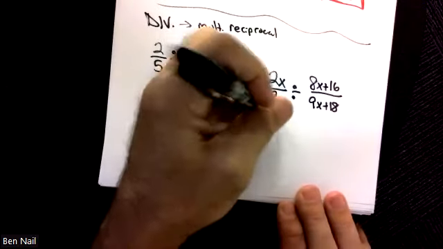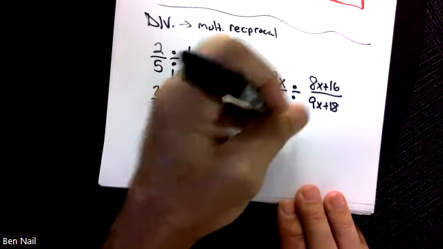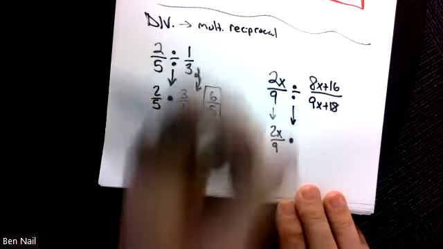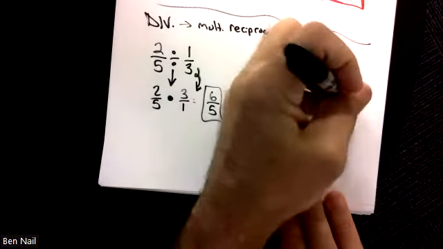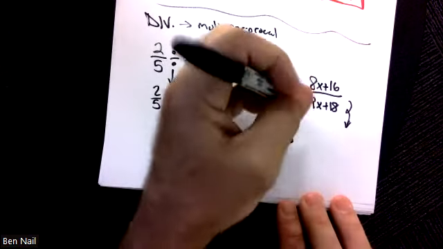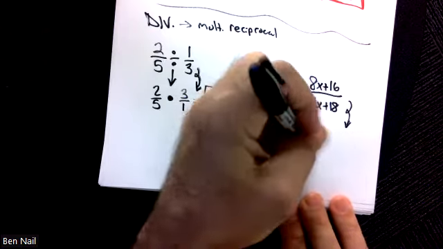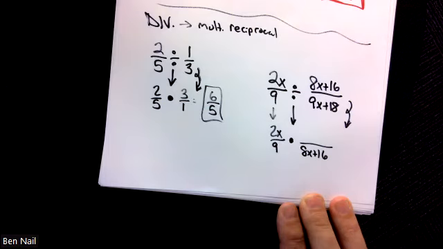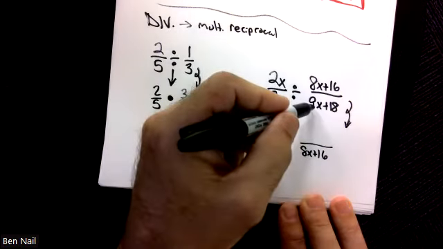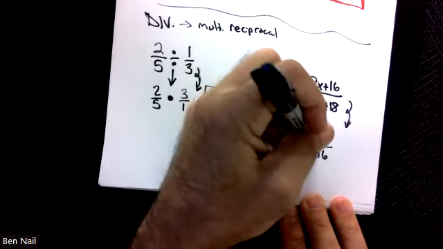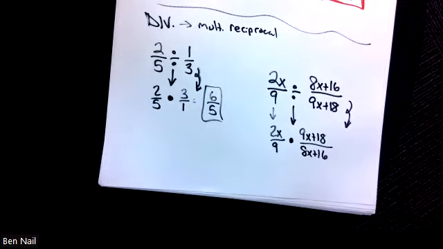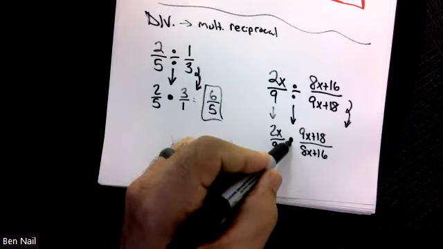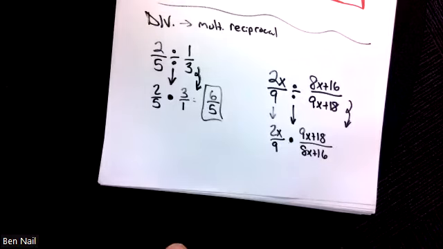divided by 8x plus 16 over 9x plus 18. Okay, we're just going to take that. We're going to change the division to multiplication, and then we reciprocal our divisor. So that 8x plus 16 on the top becomes 8x plus 16 on the bottom, or in the denominator. 9x plus 18 on the bottom becomes 9x plus 18 in the numerator. Then it's basically multiplication, which goes back to all of the same stuff we were just doing.